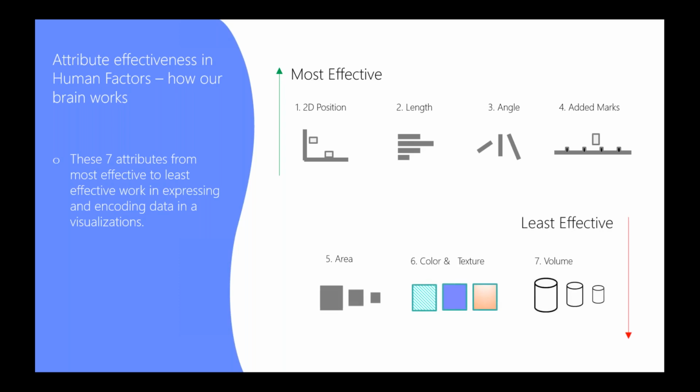And then there are least effective ways of trying to convey or help people understand information. Area, color, texture, and volume will actually not help you tell your story. They could confuse people, or they could leave people with a different result than you were trying to get them to. So when you think about color and texture, we'll look at some best practices around that, and I'll show you a tool you can use. That's one of the biggest violators.